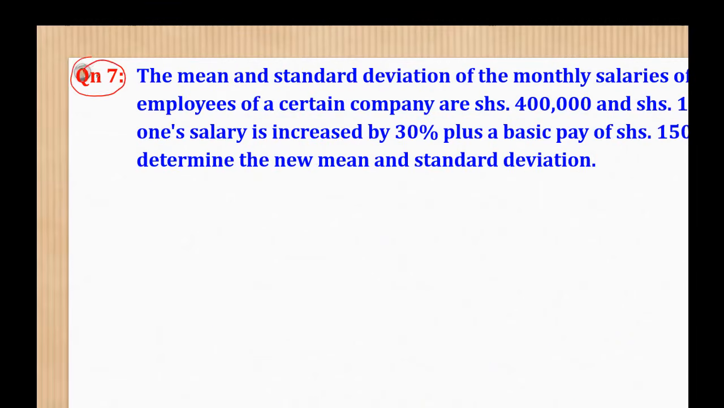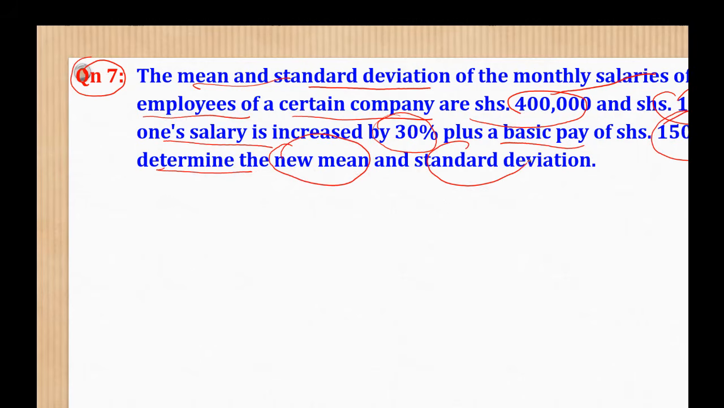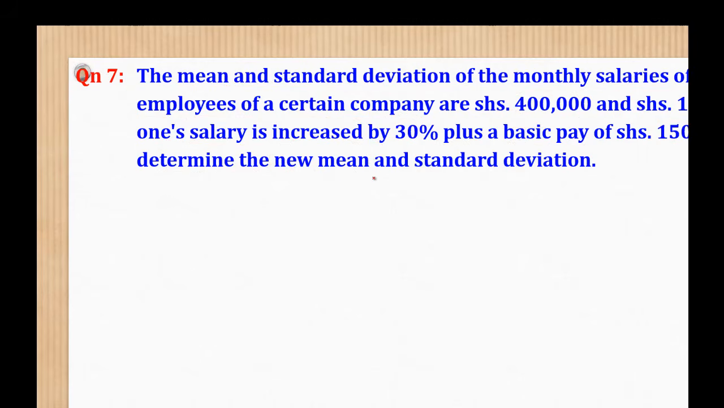Then question 7 says the mean and standard deviation of the monthly salaries of the employees of a certain company are shillings this and this. If each one's salary is increased by 30%, that's a percentage increase, plus a basic pay of shillings 150,000, determine the new mean and new standard deviation.